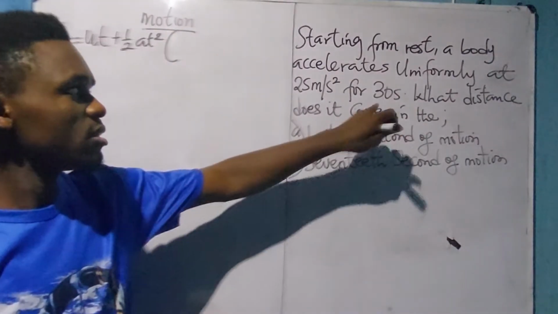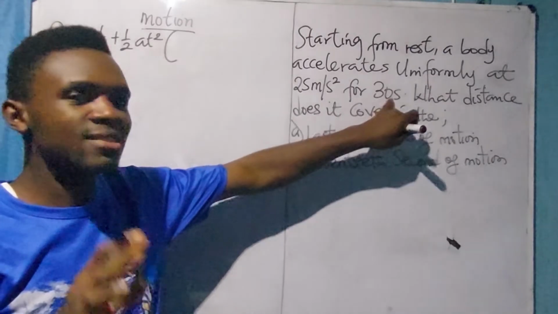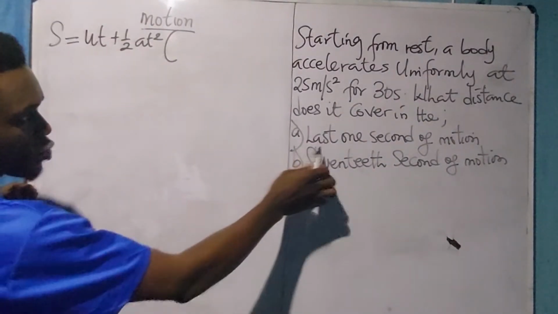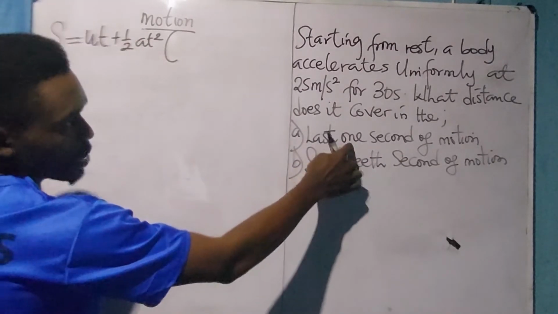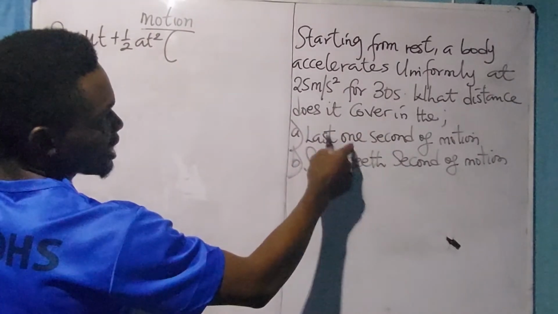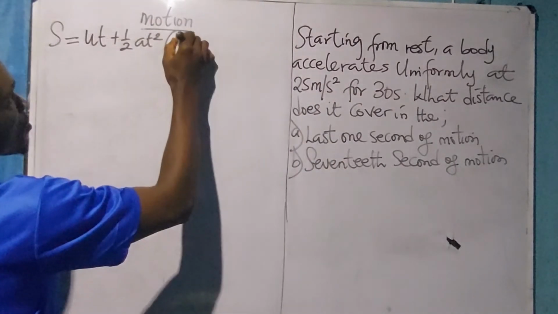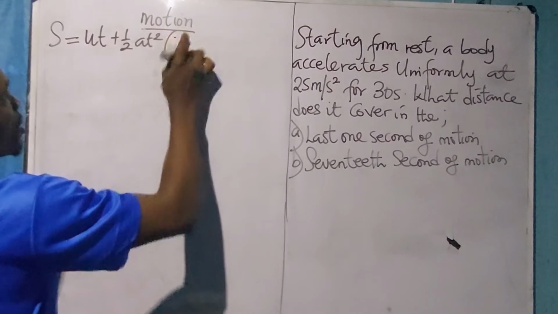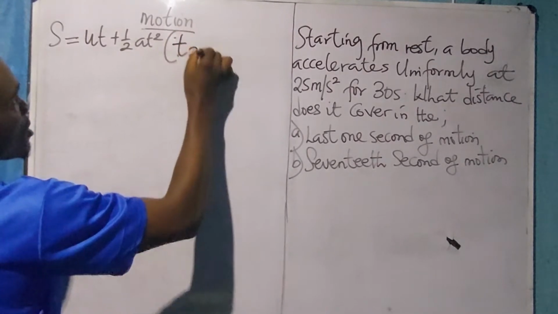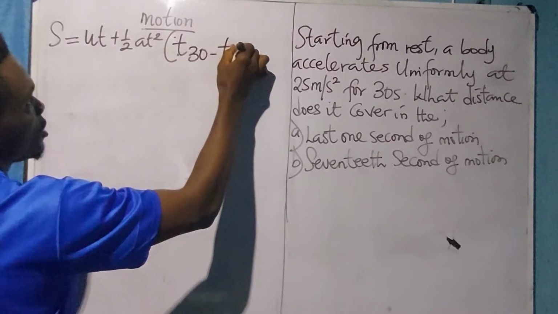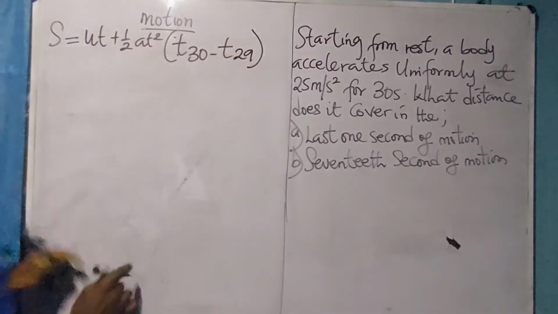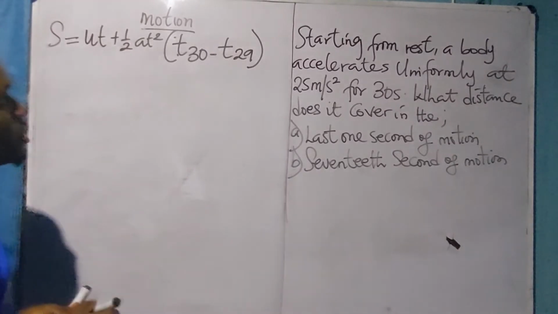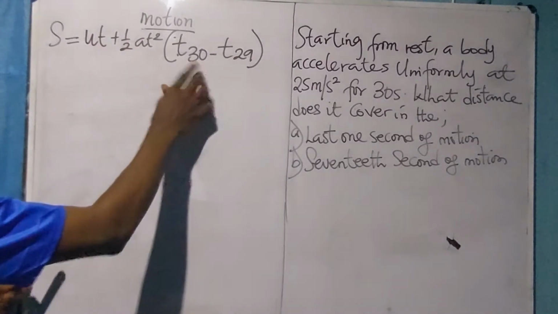Now initially the time given was 30 seconds. Because they said last 1 second, not that the time is 1, the time will be t30 minus t29, because 30 minus 29 is 1.